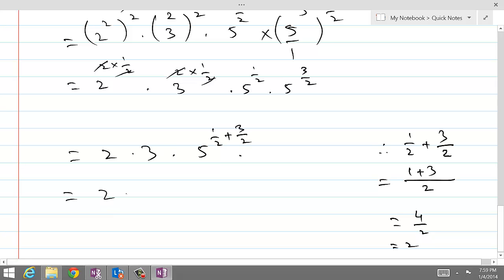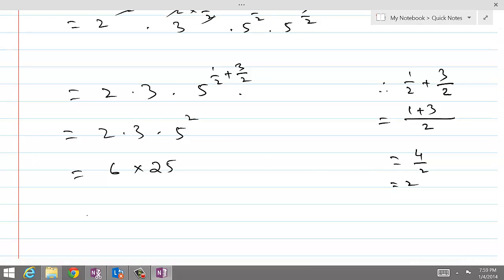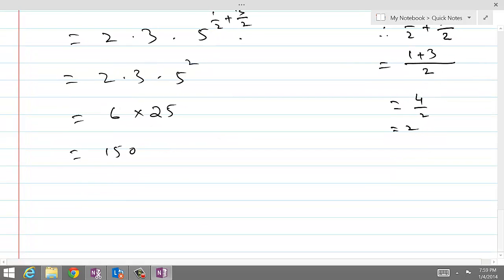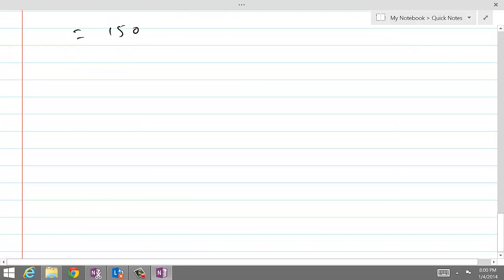So this will be 2 times 3 times 5 power 2. 2 times 3 is 6, and this is 25, so the answer would be 150. So this is how we can simplify a complex expression within radical sign. If we do one more question, probably that will help you further.